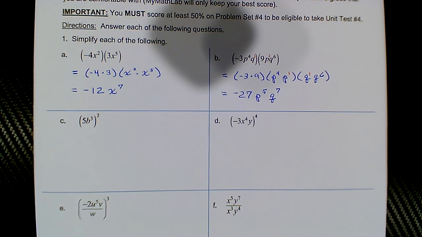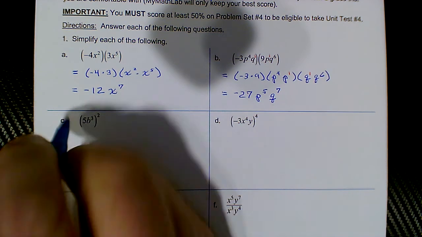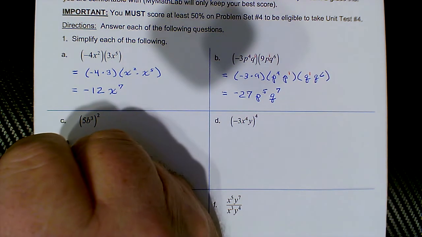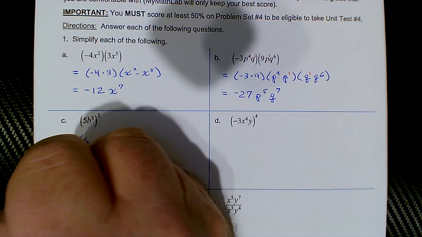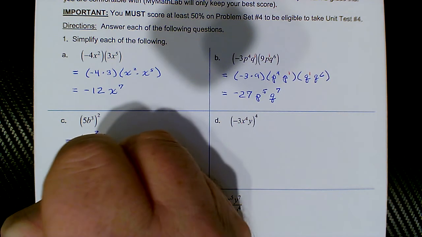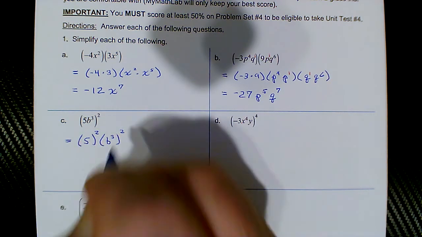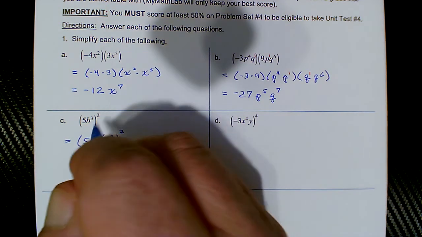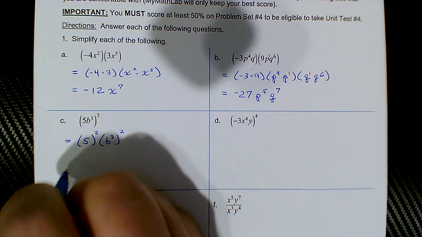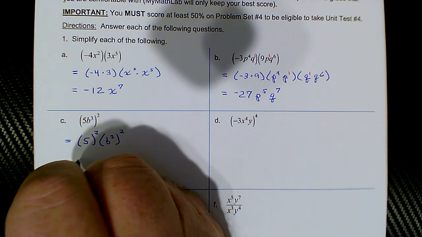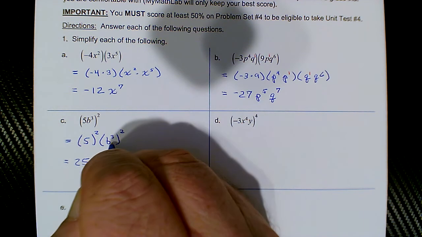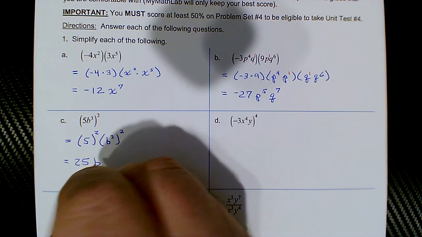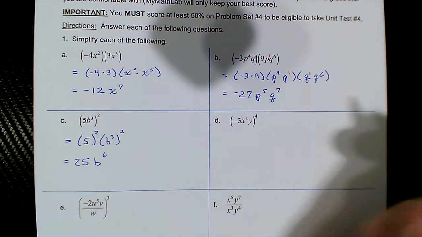Next pair of examples, C and D, show the power rule. And these intermediate steps you could skip. But if you like, you can show the intermediate steps where you're taking each factor, raising it to the power, and I'm doing so. 5 squared is 25. Okay, here's the case where when we take a power to a power, we keep the base, in this case b, and we multiply the exponents. So 3 times 2 is 6.